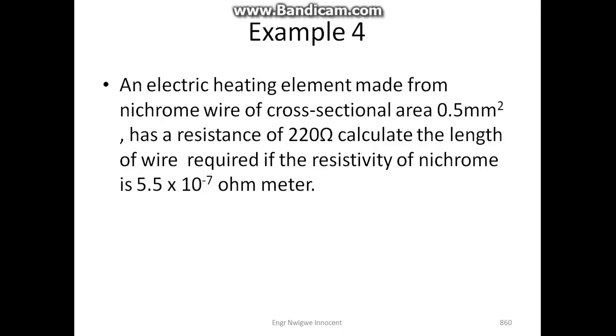Example 4. An electric heating element made from nichrome wire of cross-sectional area 0.5 mm squared has a resistance of 220 ohms. Calculate the length of wire required if the resistivity of the nichrome is 5.5 times 10 raised to power minus 7 ohm meters.